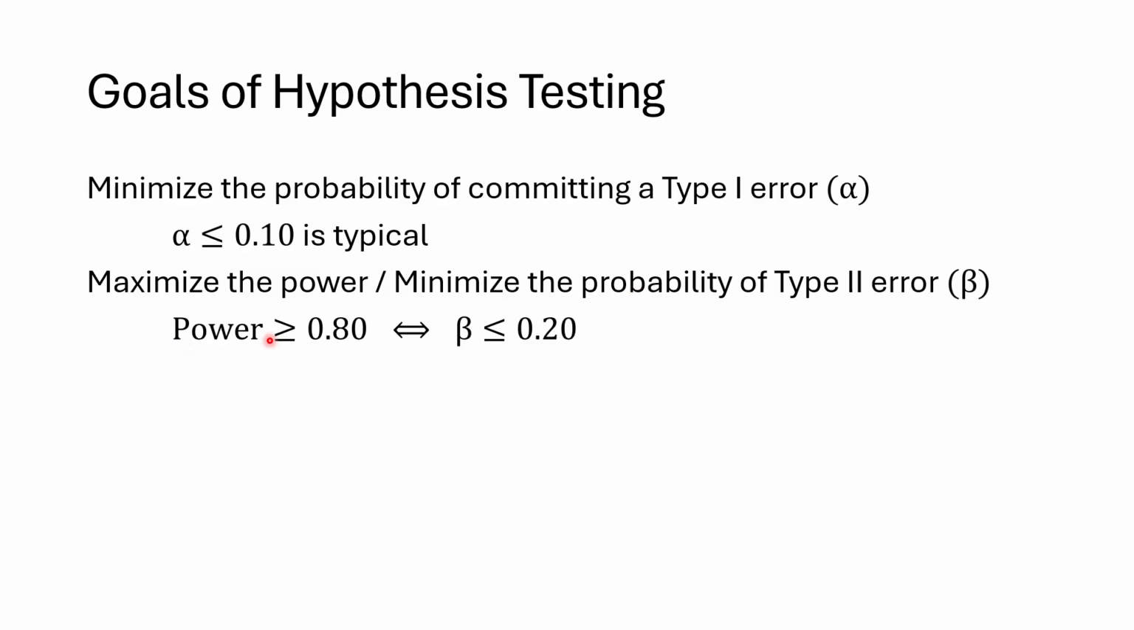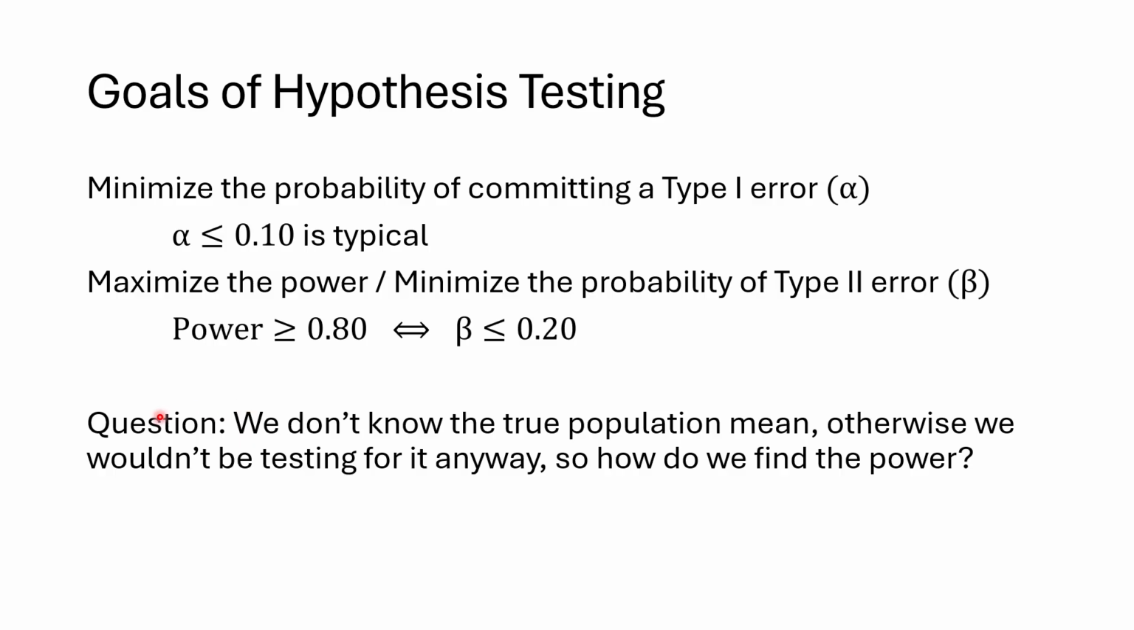Okay, so power being larger than 0.8 is usual. This means, because beta is 1 minus the power, beta is at most 0.2 usually. But now here's an important question. We don't actually know the true population mean. Otherwise, we wouldn't be testing for it, right? So how do we find the power? Well, the answer is that we actually find the power for all the possible population means, and this will be seen in a power function.